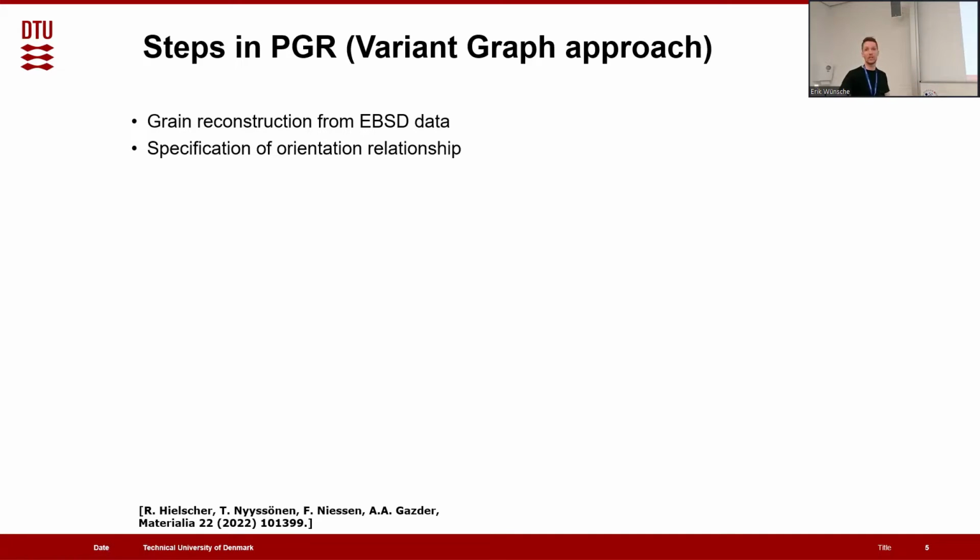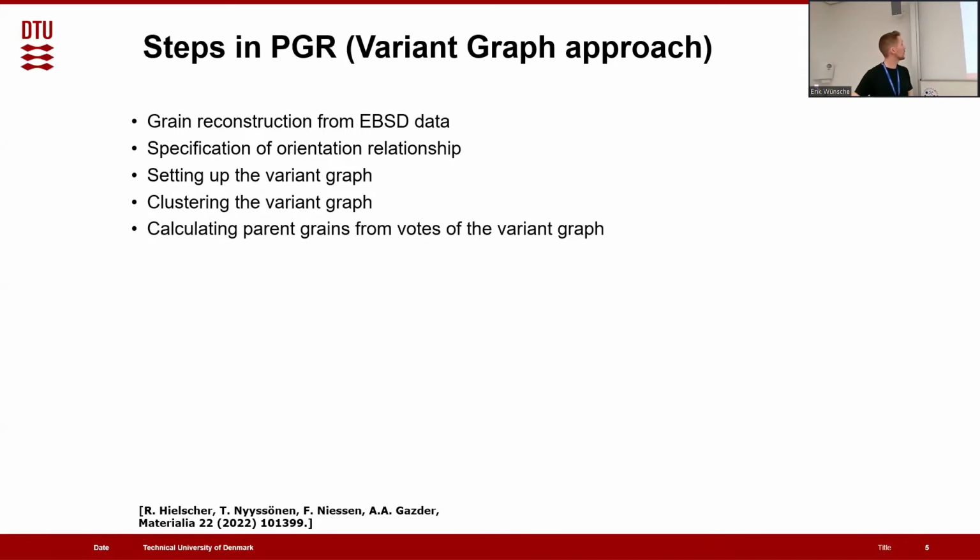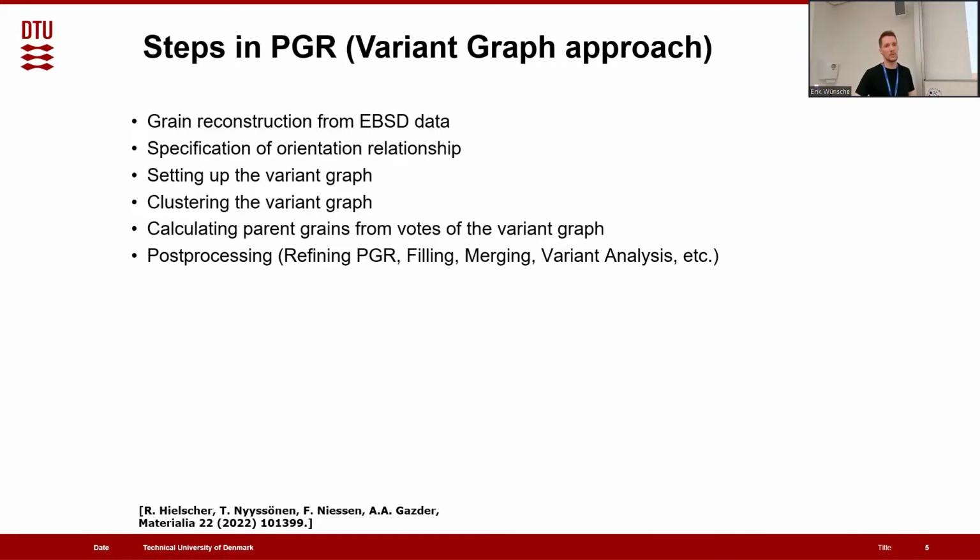Then we specify an orientation relationship. We set up the variant graph. So we use this variant graph algorithm in this work. Then we cluster the variant graph, we calculate the parent grain orientations from the votes that have been decided by the variant graph, and then we can do several things in post-processing, like refining this further, filling, merging, analysis, and so forth.